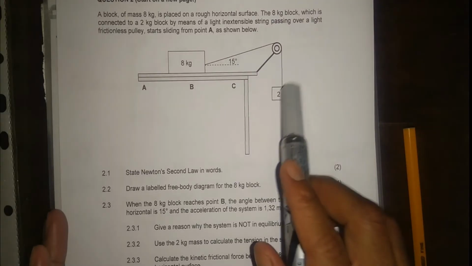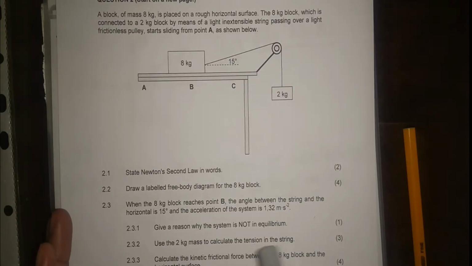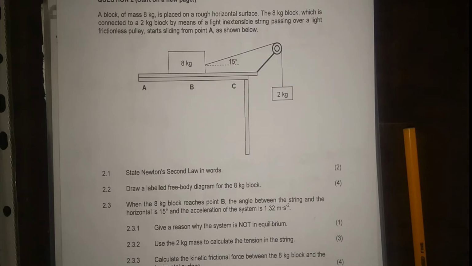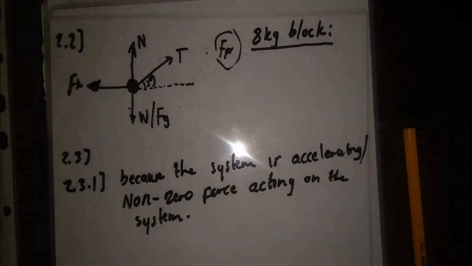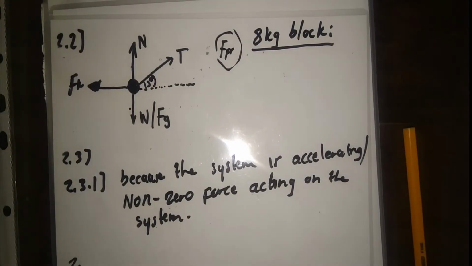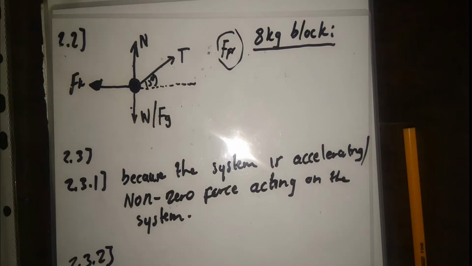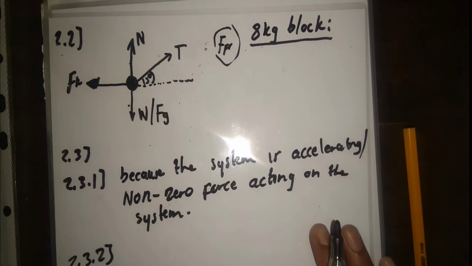So sizosebenzisa the 2 kg mass to calculate the tension in the string. For how many marks? 3 marks. Okay, the question lena I recommend ukuthi ulo kanje draw the free body diagram for the 2 kg mass as well.